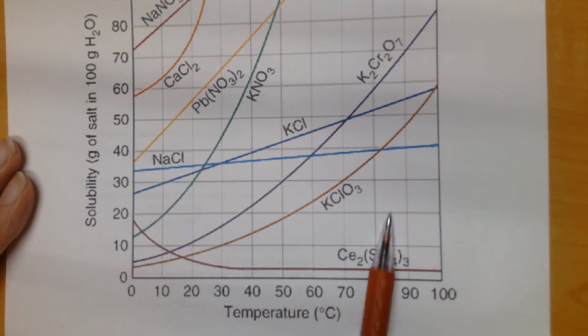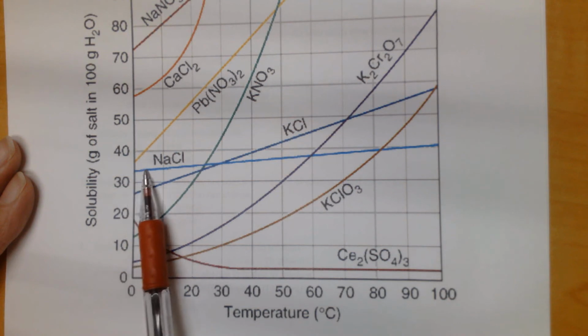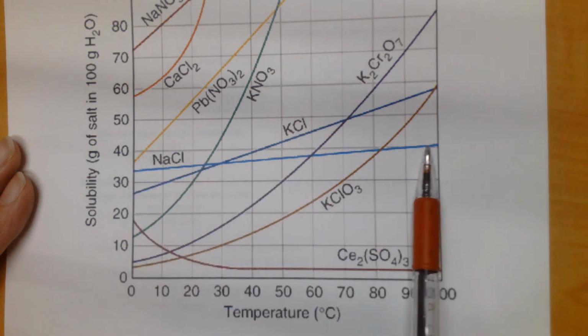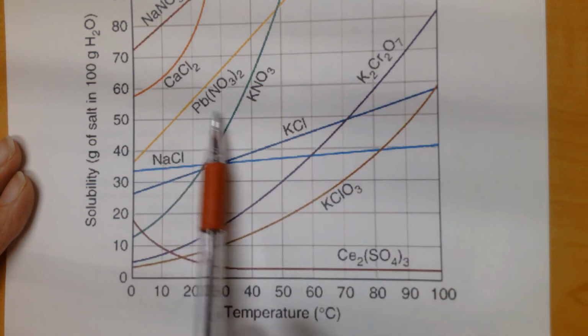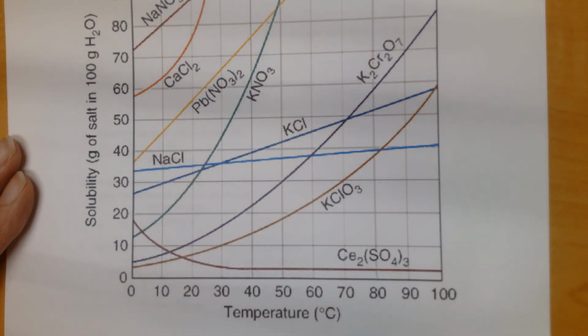Anything below the line is unsaturated. The perfect amount to put in solution to get it all dissolved, that's our saturation, that's on the line. Anything above that, again, would be supersaturated.